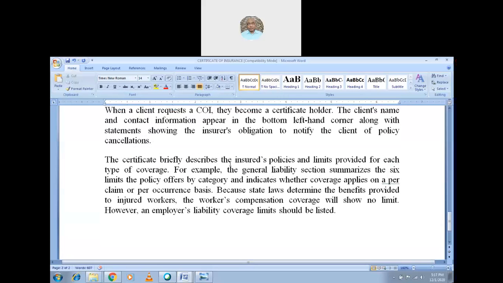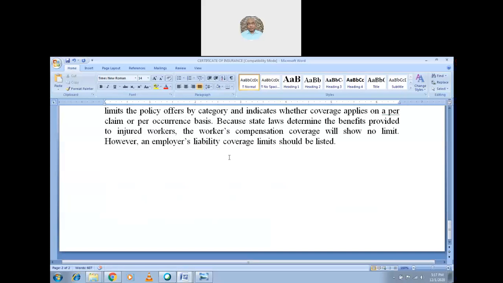So these certificates are essential because they show the policyholder's name and address, what is covered and what is not covered. This is also clearly mentioned in the certificate of insurance. This is generally asked as a short question. Is there any other thing that you would like to ask me?